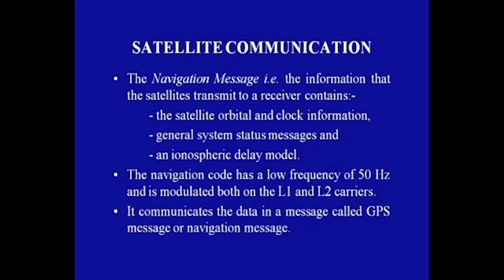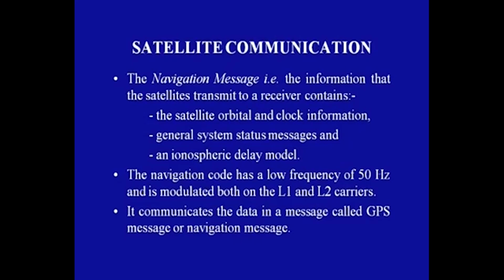The navigation code has a low frequency of 50 megahertz and it is modulated upon both L1 and L2 carrier waves. This is required so that if a user is only using one of the carrier waves, he will not be deprived of the navigation message. It communicates the data in a message, what we call the GPS message or navigation message, as we have discussed just now.